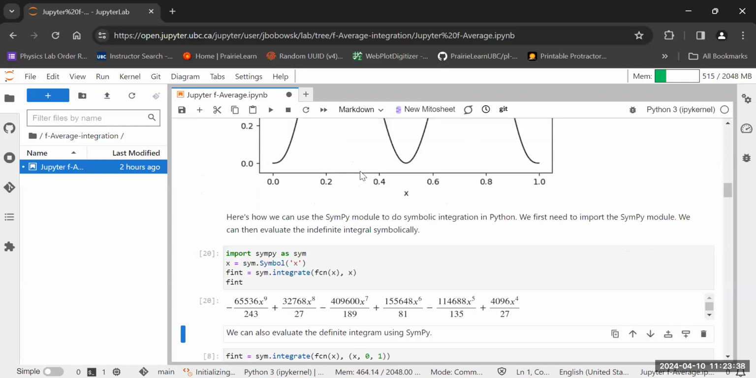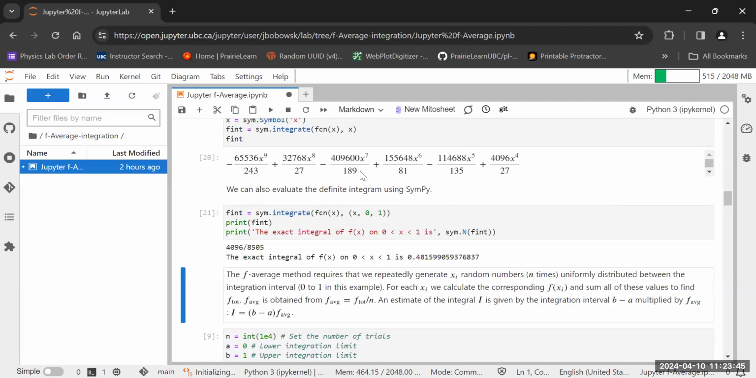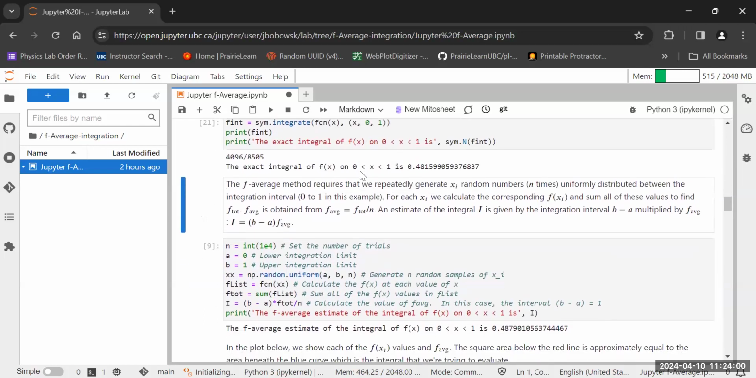What we'll do is the integral exactly because it's just a polynomial, so this one's easy to evaluate. And if you remember, the value of this integral was 0.4816. Okay, so now we're actually going to do this F average method. So n is 10 to the 4, so we're going to do 10,000 iterations.